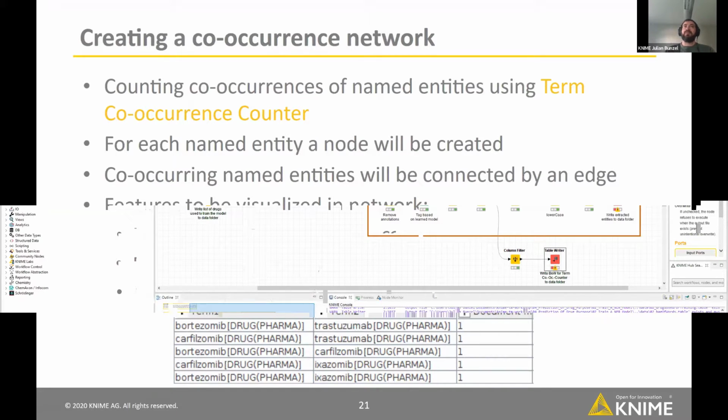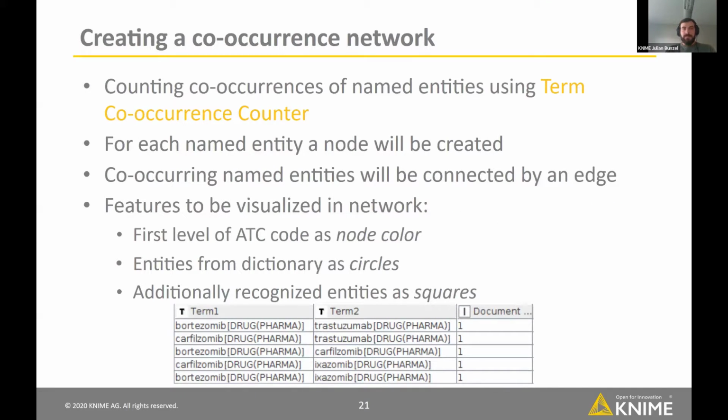So afterwards, we will create a network where each drug name will be a node, and co-occurring named entities will be connected by an edge. To add some more visual features to the network, we will color the nodes by using the first level of the ATC code, and we will also visualize the node shapes. And in this case, we will visualize entities from our dictionary as circles and newly detected entities as squares.